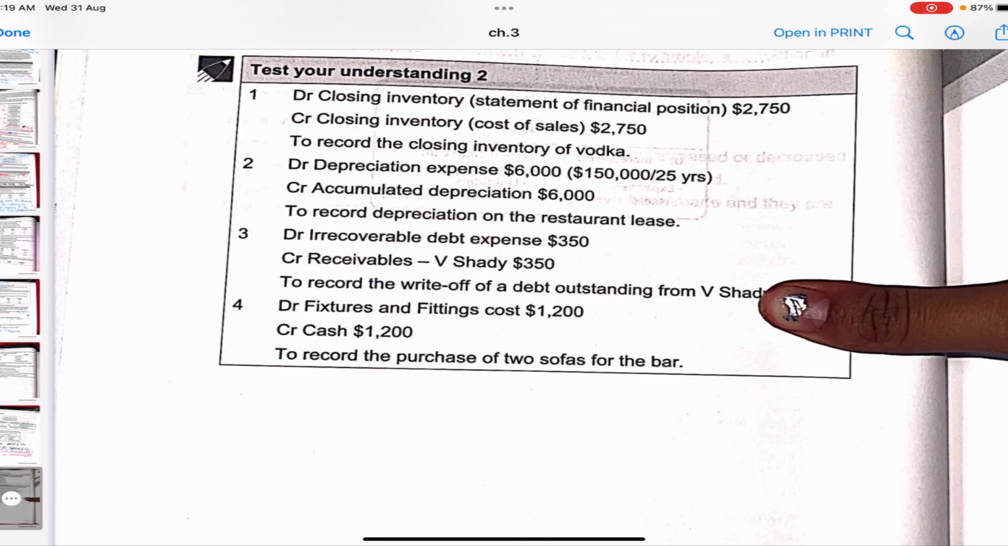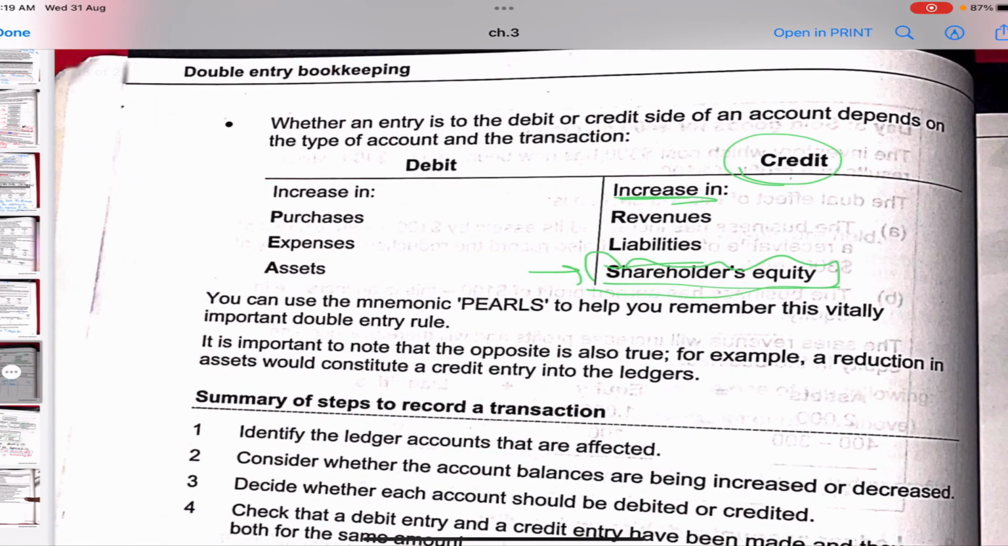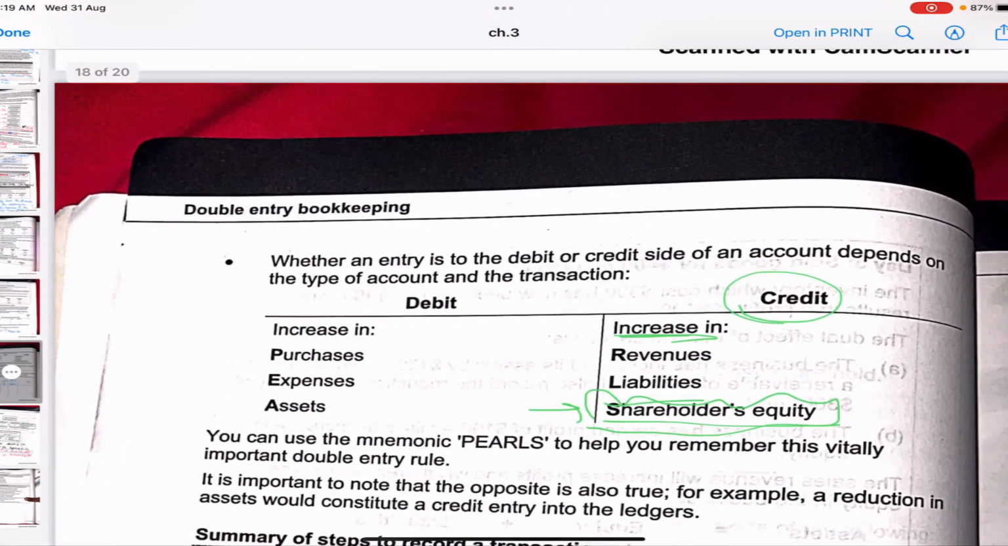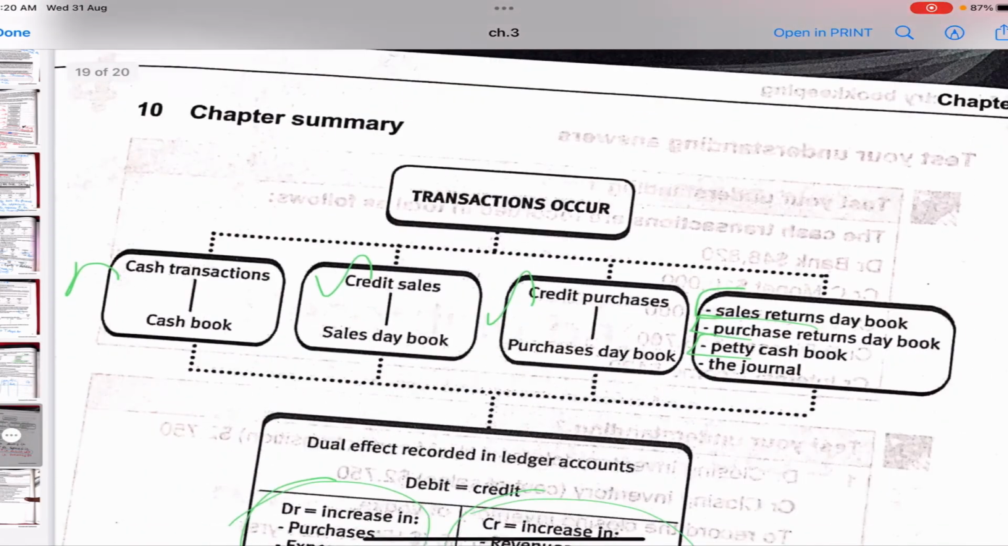However, there's one thing you need to keep in mind: whenever you make a purchase book or a sales book, the sales or the purchases must be in the form of credit. It should not be in the form of cash, because if it's in the form of cash, then that is something which is already recorded in the cash book.